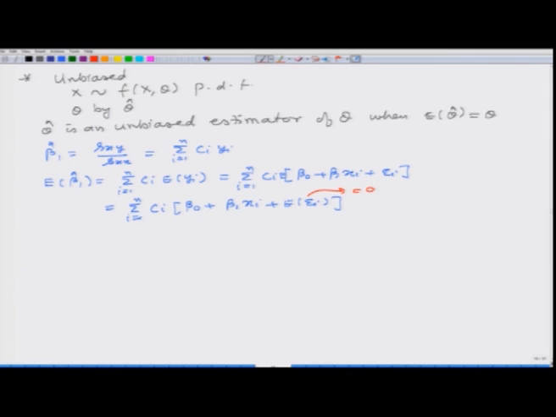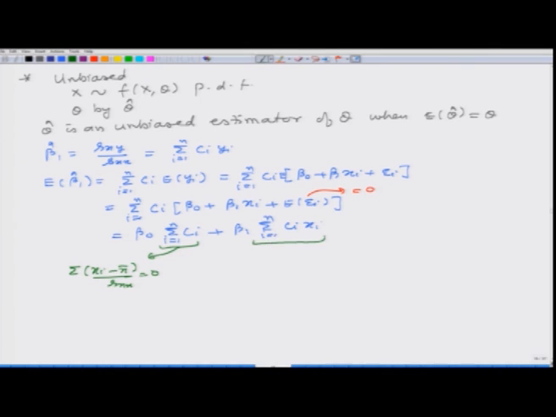Now, if you open it up, this becomes beta 0 times summation i goes from 1 to n of ci, plus beta 1 times summation i goes from 1 to n of ci xi, right. What is the value of summation ci? If you try to find it, summation ci comes out to be summation of (xi minus x bar) over Sxx. So this is going to be 0. The summation of ci is actually 0.